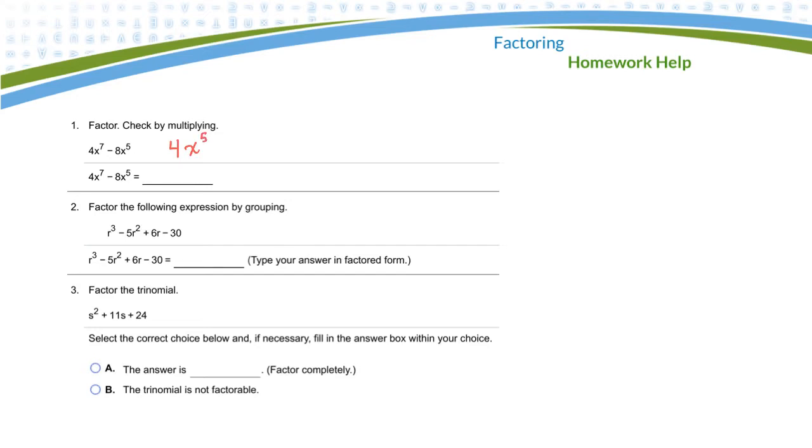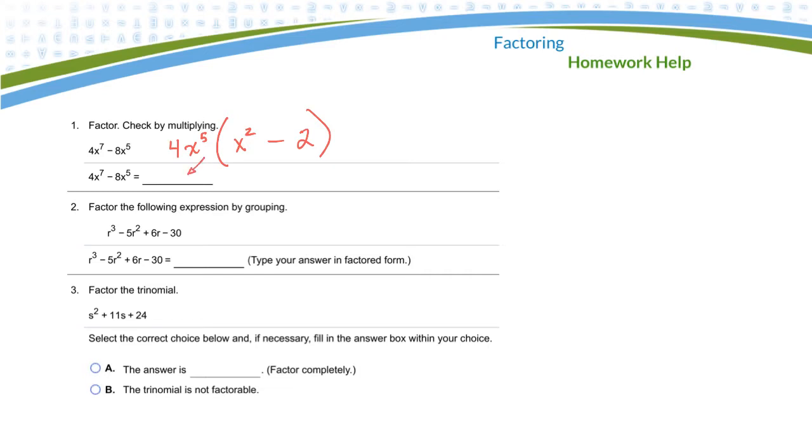Looks like 5. So 4x to the 7 divided by 4x to the 5 will be x squared, minus 8 divided by 4 is 2. X to the fifth divided by x to the fifth, the x's cancel. There I am, done. That's what I put for my answer.